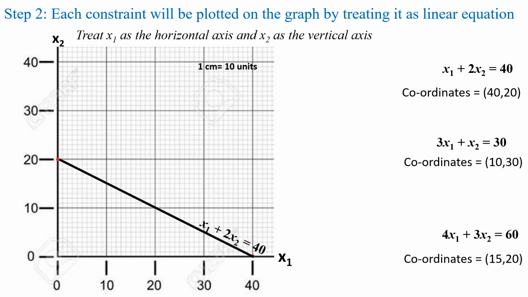Next we have to locate the second equation coordinates, that is 10, 30. So mark the 10 at the x1 axis and mark the 30 at the x2 axis. Then we have to join these 2 points by a line. Similarly, next we have to locate the third constraint equation coordinates, that is 15, 20. So mark the 15 at the x1 axis and 20 at the x2 axis. Then you have to join these 2 points by a line.